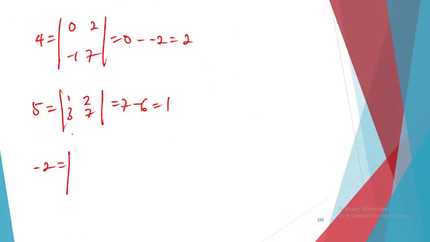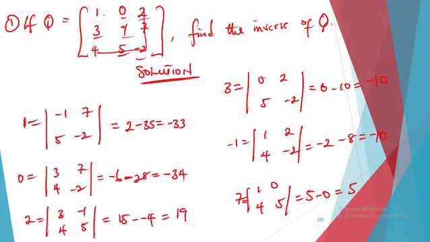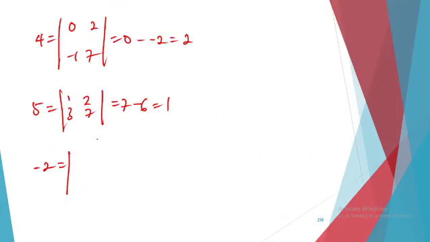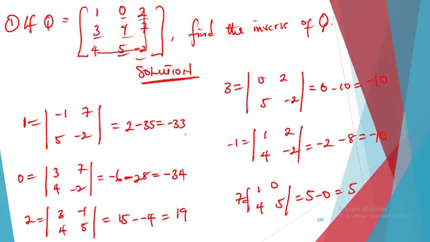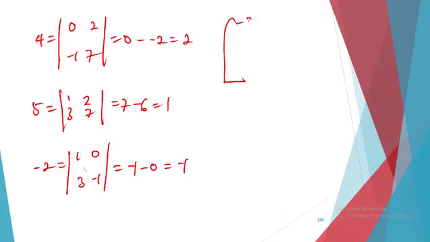Okay, so we have the last number here, which is minus 2. Eliminate this and eliminate this. I have 1 0, 3 minus 1. 1 times minus 1 is minus 1. 3 times 0 is 0, so minus 1. So we then form the matrix: minus 33, minus 34, 19, minus 10, minus 10, 5, 2, 1, and minus 1.